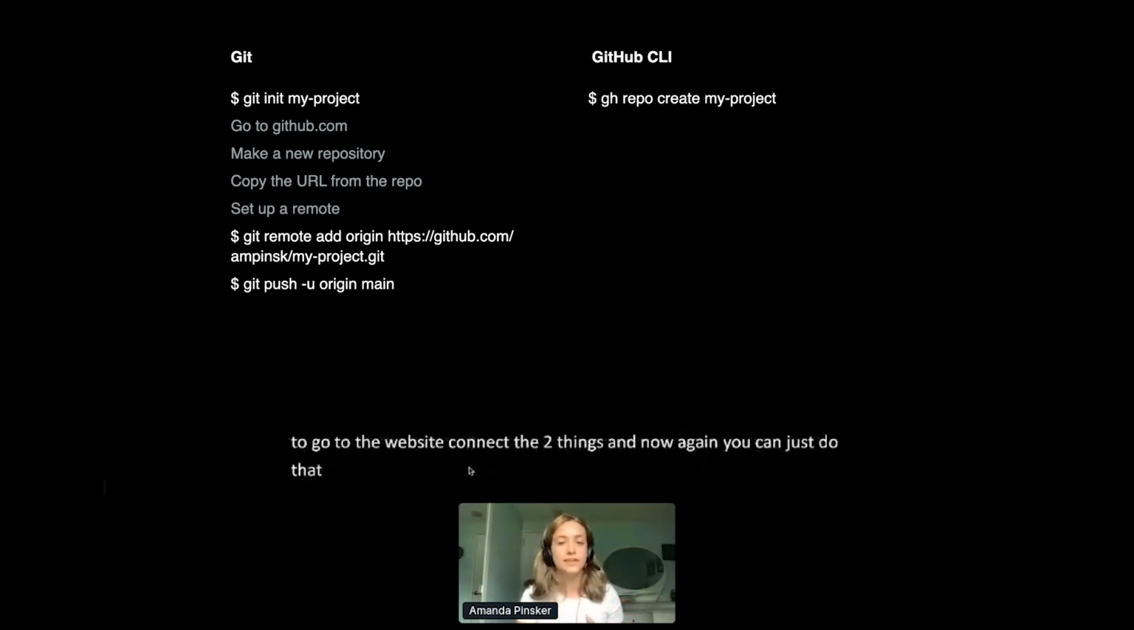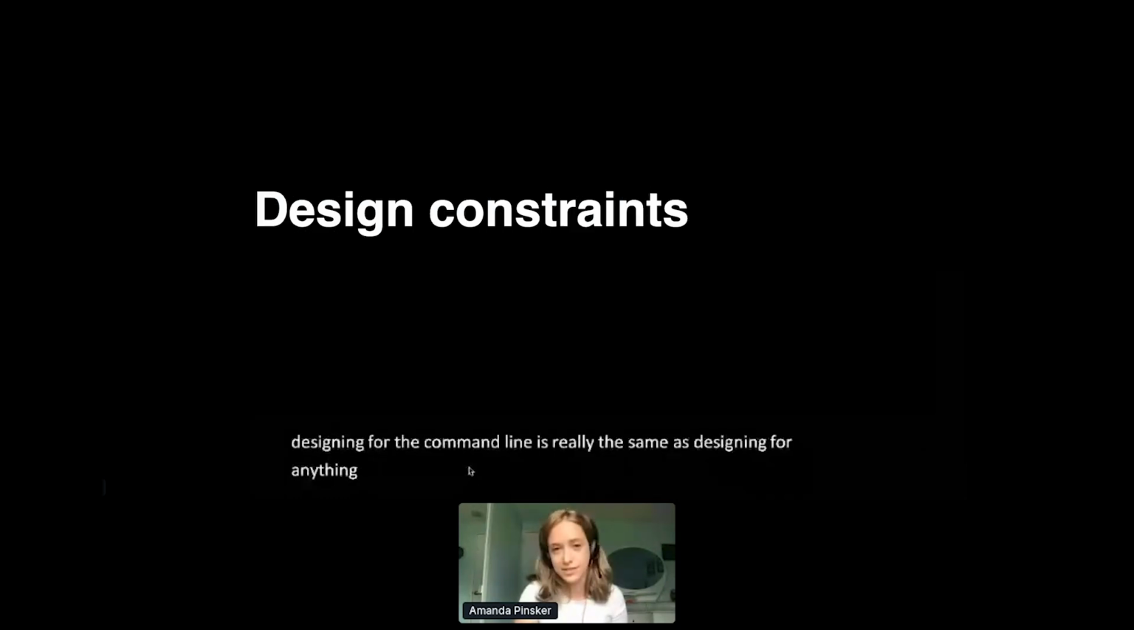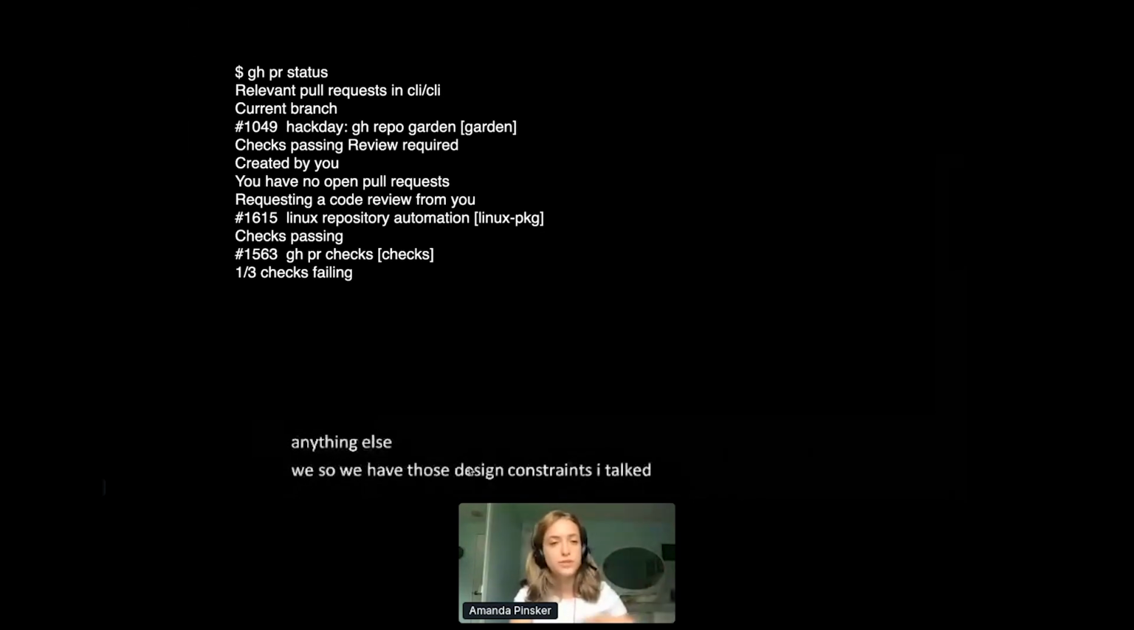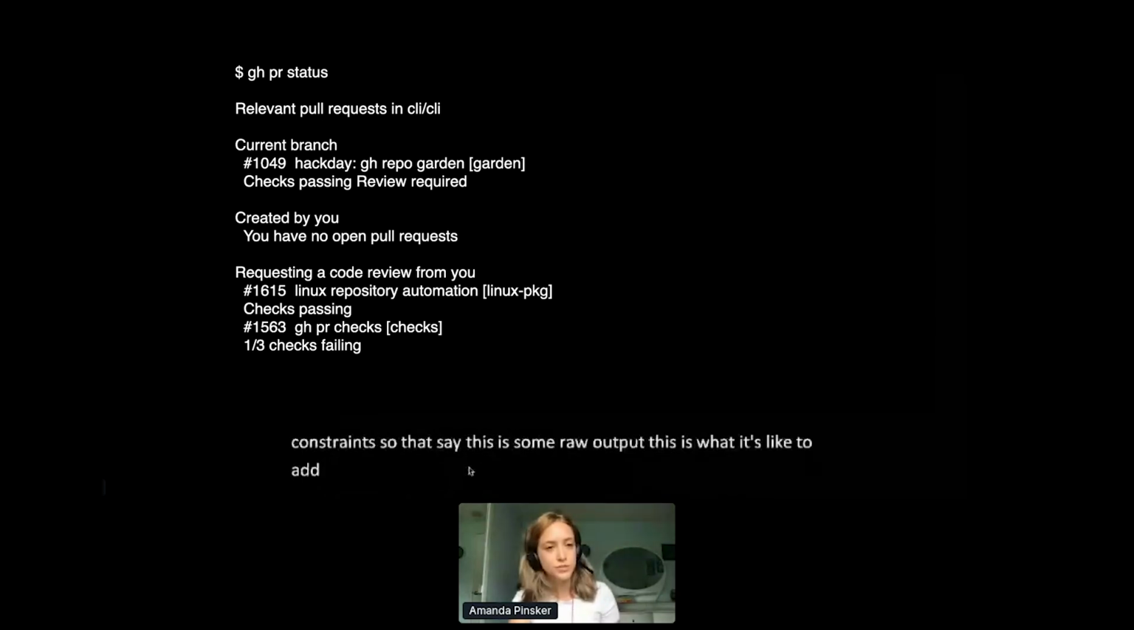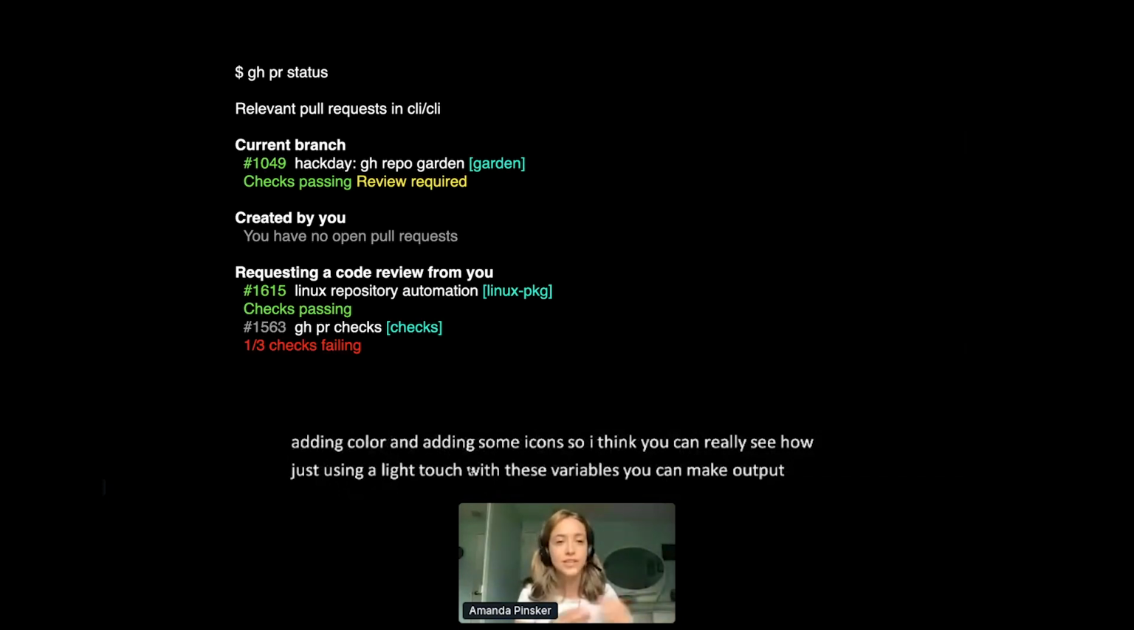So I think the biggest thing I learned is that designing for the command line is really the same as designing for anything else. We have those design constraints I talked about. To give you a sense of what it's like to use them, say this is some raw output. This is what it's like to add space. This is what it's like to make some things bold. You can already see some hierarchy building up, adding color, and adding some icons. I think you can really see how, just using a light touch with these variables, you can make output so much easier to look at and understand.